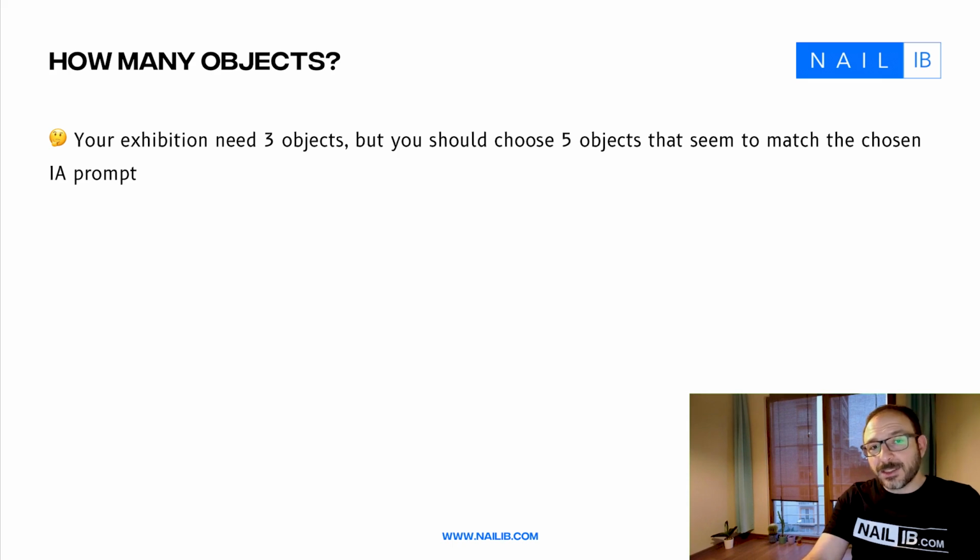And how many objects? Your exhibition needs 3 objects, but you should choose 5 that seem to match the chosen IA prompt. Why? Because in the process of forming and developing the commentaries and justifications for the inclusion of the objects, you will find out that 2 of them are not that much suitable.